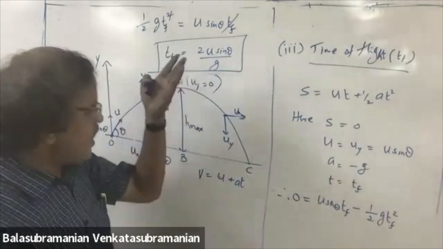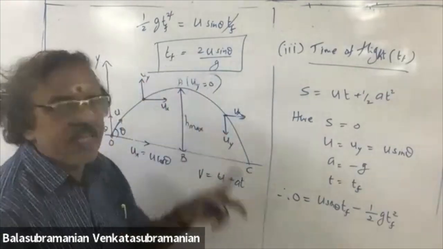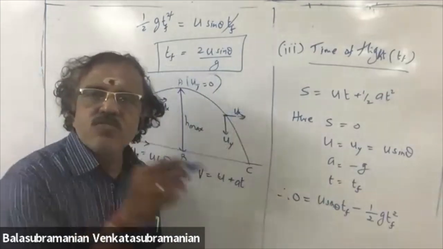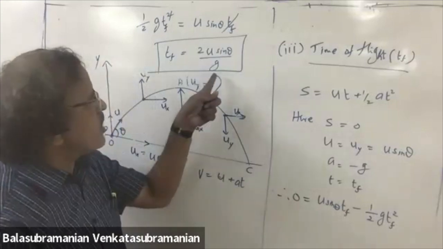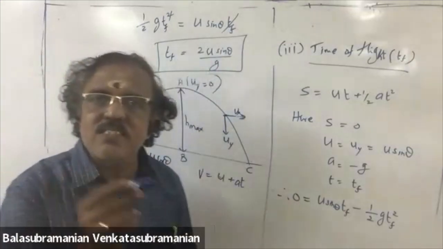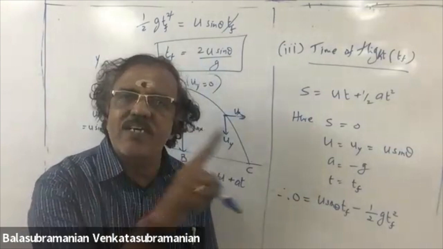O to A, same formula. A to C, U sin theta by G plus U sin theta by G. You are getting 2U sin theta by G. So it is twice the time taken to reach the maximum height.